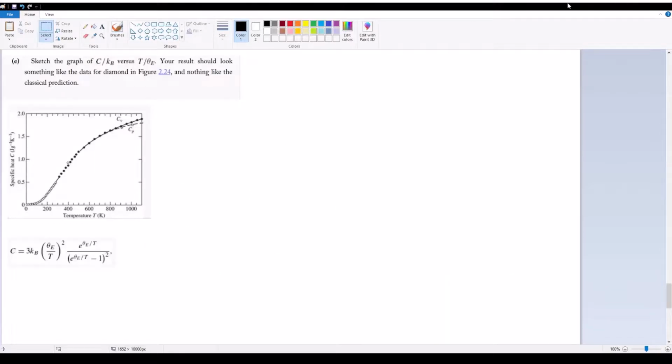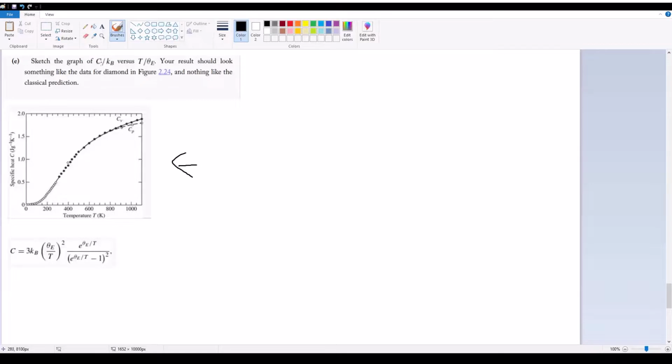In part E, we are asked to sketch the graph of C over k versus T over theta E, and we are told that our result should look like this. So if you ever took a thermodynamics class, you would know that this is the expected outcome for the specific heat versus temperature when analyzing a substance using Boltzmann statistics. So what we're saying is that instead of using Boltzmann statistics alone, we analyze this with a mix of Boltzmann statistics and also quantum mechanics. We should get the same result, assuming that quantum mechanics is a valid form of physics, which it is. So because of that, we are told to graph.